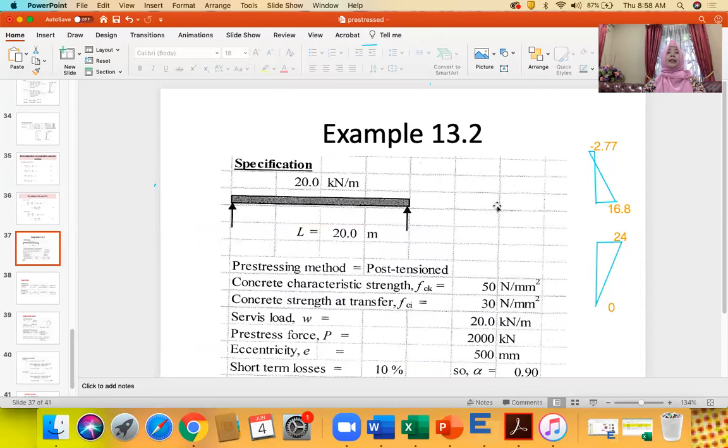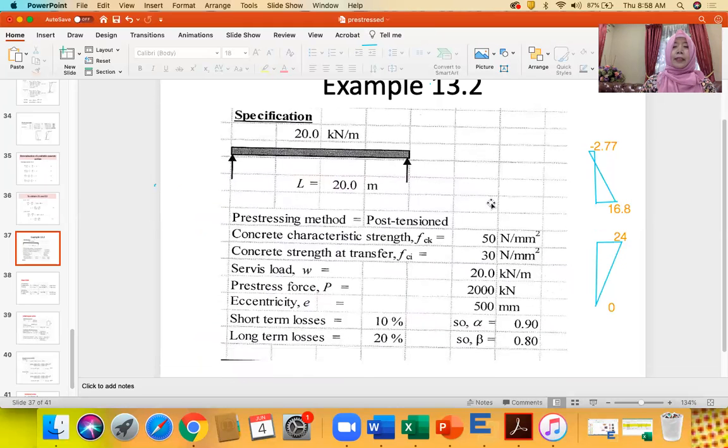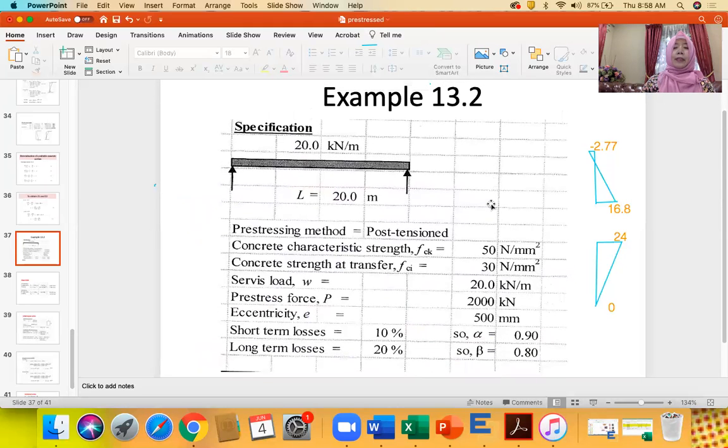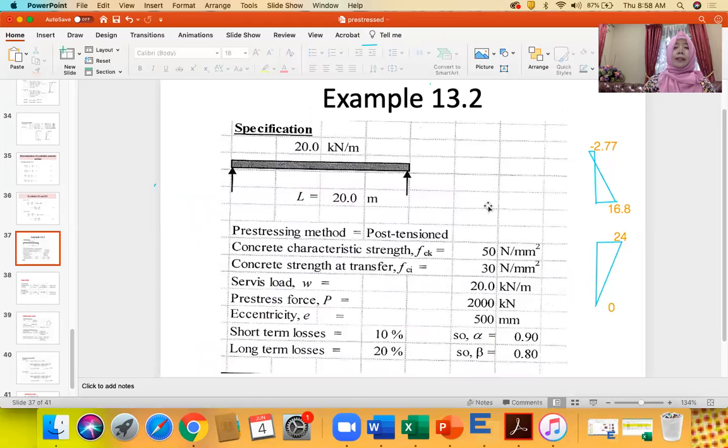Okay, we go to the next example, Example 13.2. Example 13.2 is similar to 13.1. It is simply supported and post-tensioned. The L is 20. The characteristic strength of concrete is given here, and FCI, the FCI is 30. This is FCTK actually, I forgot to mention just now. This is also FCTK.